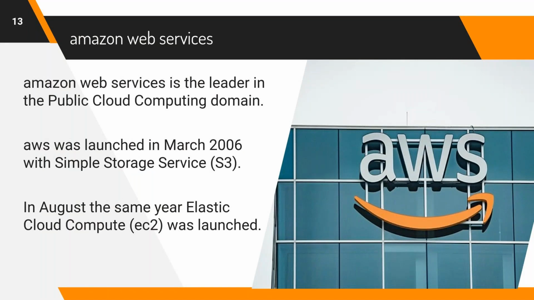AWS was launched in March 2006 with Simple Storage Service, with one service. Then in the same year, they launched Elastic Compute Cloud, or EC2, which is nothing but a virtual machine.